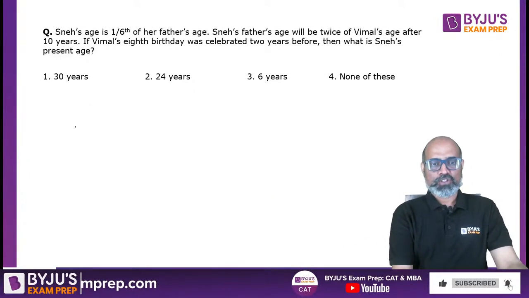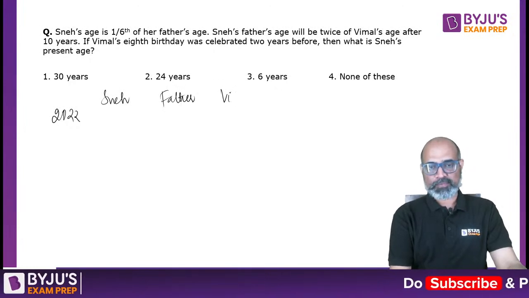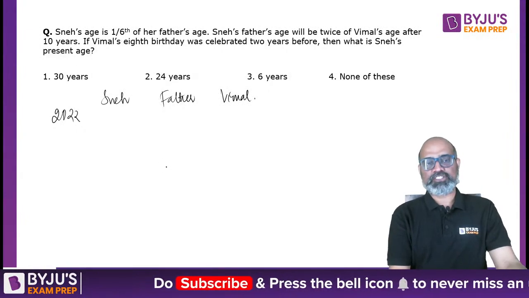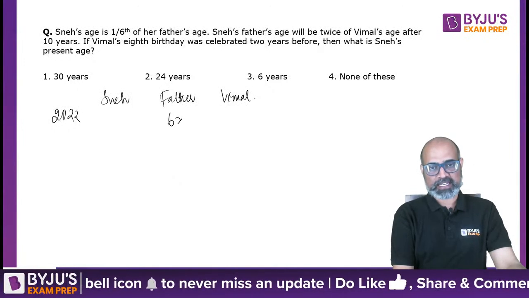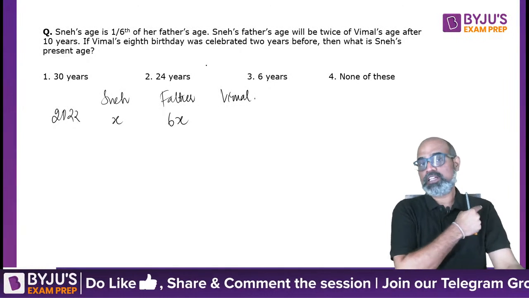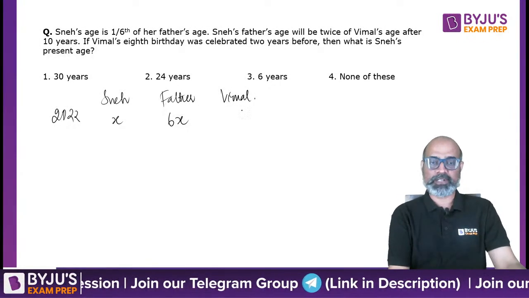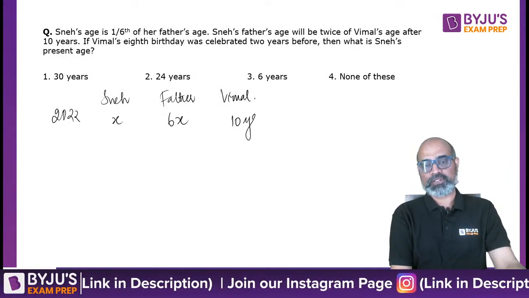Okay. So if we talk about the current year, as in 2022, we have 3 people, right? We have Sneha, her father, and Vimal. Sneha's age is 1/6 of her father's age, so her father's age is 6x and Sneha's age is x. And if Vimal's 8th birthday was celebrated 2 years ago, in 2020, then how old is Vimal now? Vimal is 10 years old.